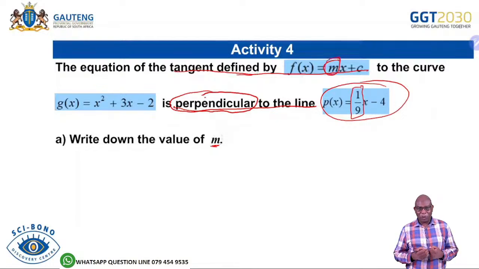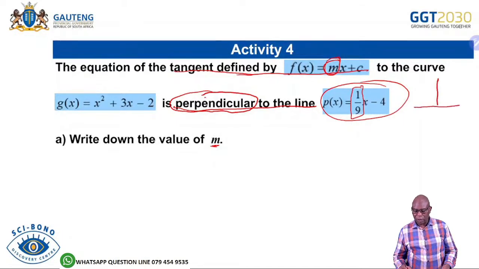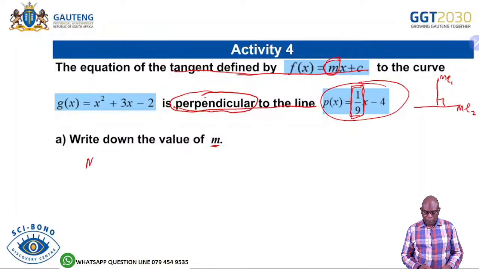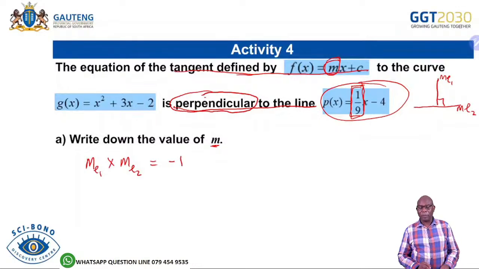So multiply the two gradients, I get -1. Reason being they are perpendicular. So if I've got this line perpendicular to that line, the gradient of line 1 and the gradient of line 2, when I multiply them, I must get -1. So already I've got the gradient of one line here, which is 1 over 9. The gradient of line 1 times the gradient of line 2 must give us -1. That's when the lines are perpendicular.